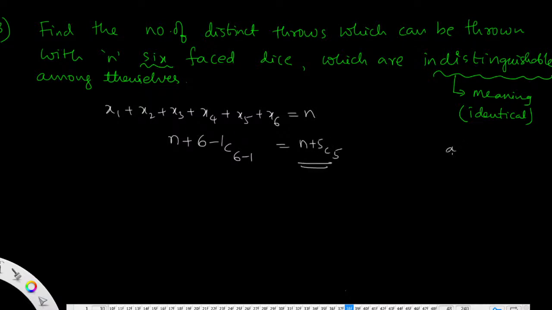Options are given: n plus 2 C5, n plus 3 C5, option 3 n plus 4 C5, and then n plus 5 C5. The question is like this, but the answer is very easy. Let there be n 6-faced dice, with x1 plus x2 plus x3 plus x4 plus x5 plus x6 equal to n. Therefore by Beggar's method the formula is n plus 6 minus 1 C 6 minus 1, that is n plus 5 C5. Option D.